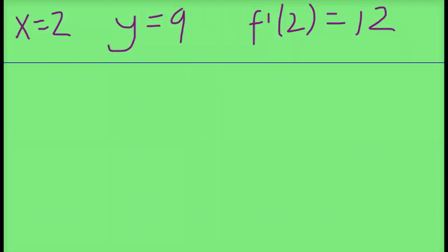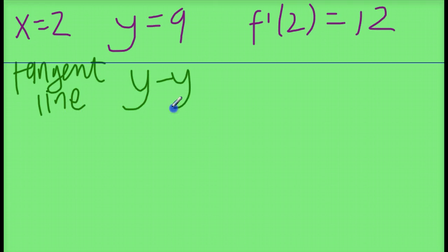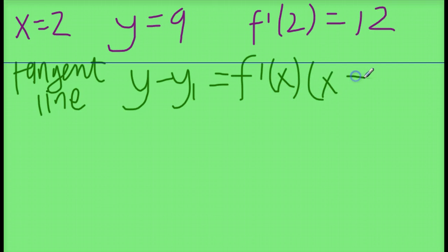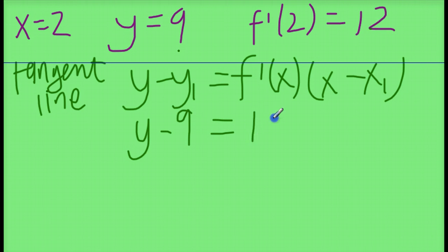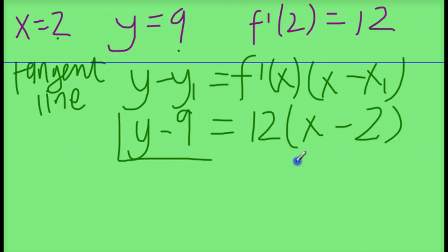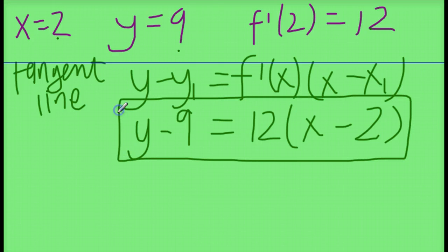So just to keep the colors in, for our tangent line, our equation is y minus y1 equals f prime of x times x minus x1. So if I plug these all in, my y1 is equal to 9, so I subtract 9. My slope was 12, so I plug in 12. And then my x was 2, so I plug in 2. This is the equation of the tangent line to the graph.